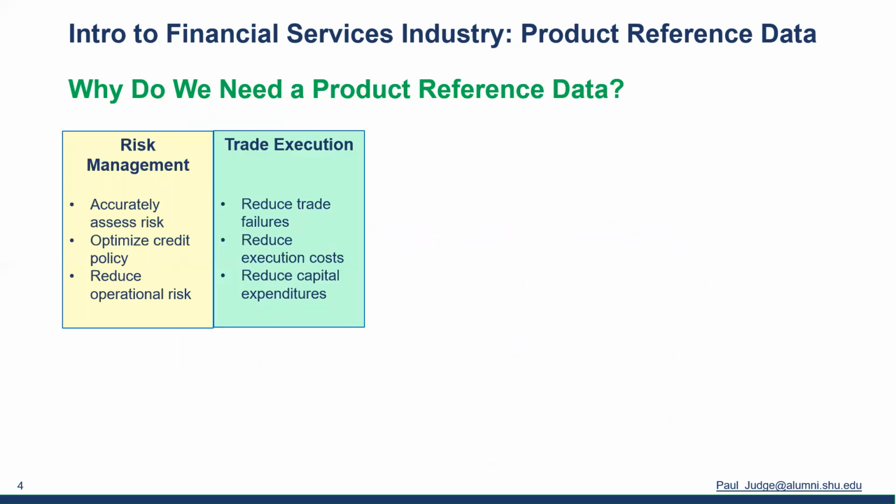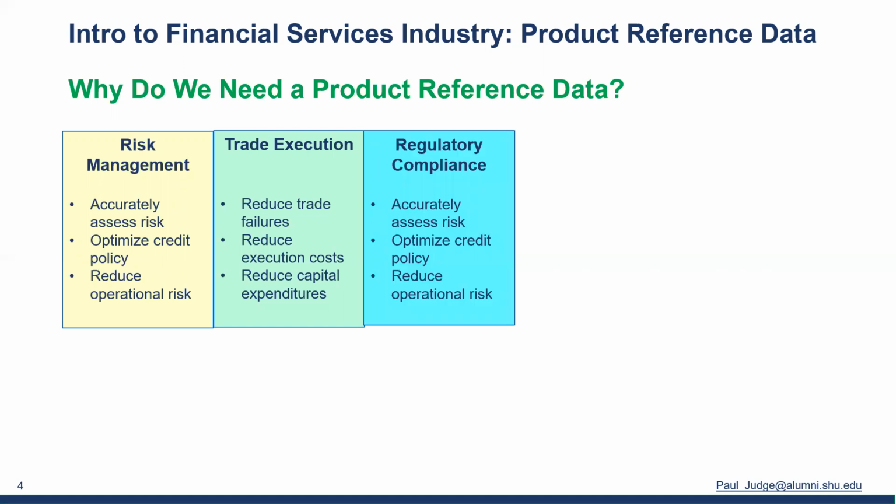For trade execution, we need this data because we need to know: is this the correct security we're buying? What's the ticker? What's the symbol? What exchanges is it traded on? So we want to reduce trade failures. Trade failures cost a firm money every time a trade fails. Reduce execution costs, reduce capital expenditures. So the trade execution group within any firm needs this data. For regulatory compliance and regulatory reporting, all reference data is needed to understand what products are held and what risks are associated with them.